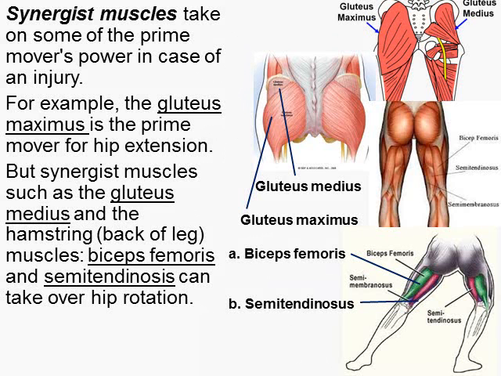Synergists sometimes will take over if there's an injured muscle, such as the gluteus maximus, the huge buttocks muscle. If there's an injury there, then we can expect the biceps femoris and the semitendinosus to take over hip extension and rotation. If you look at the position of these two, the biceps femoris is on the lateral side and the semitendinosus on the medial side.